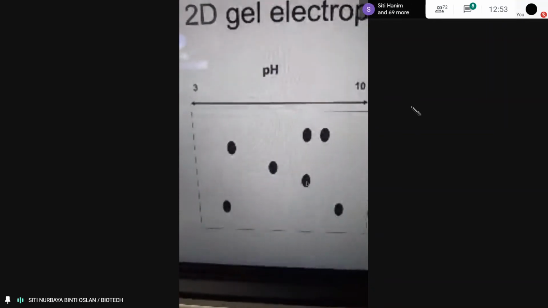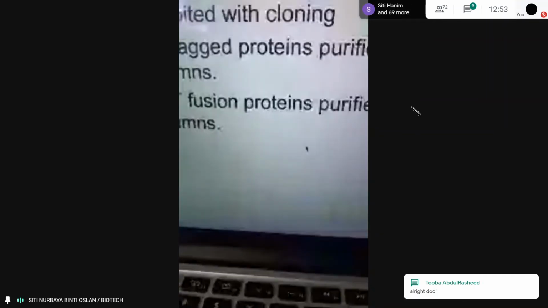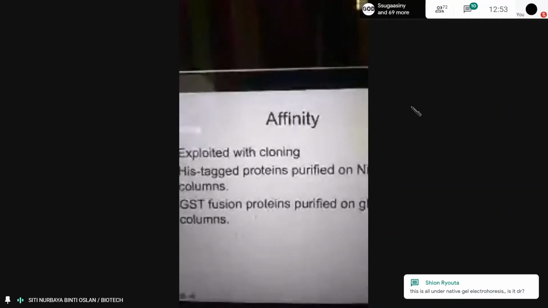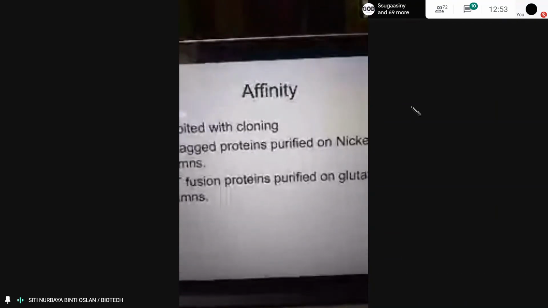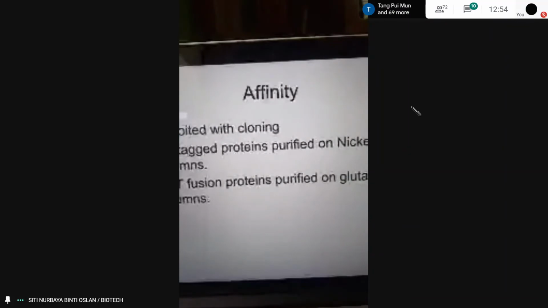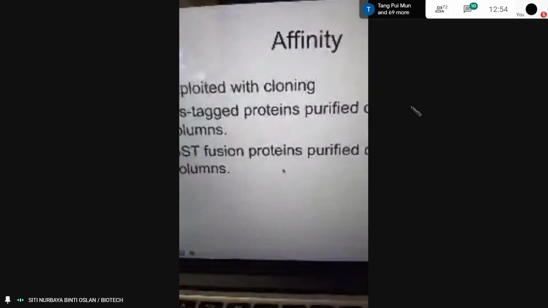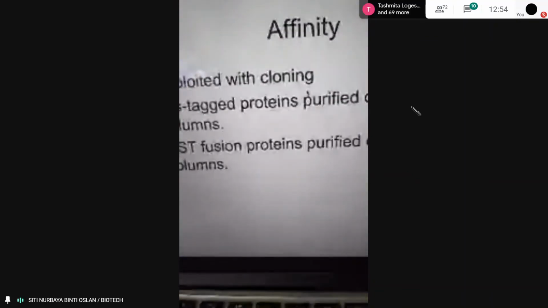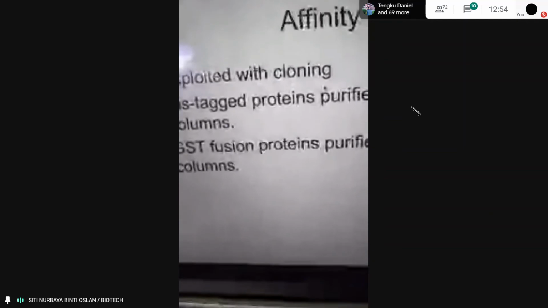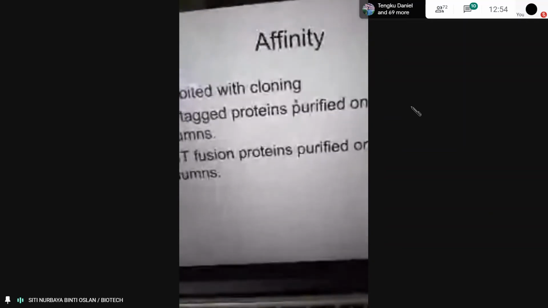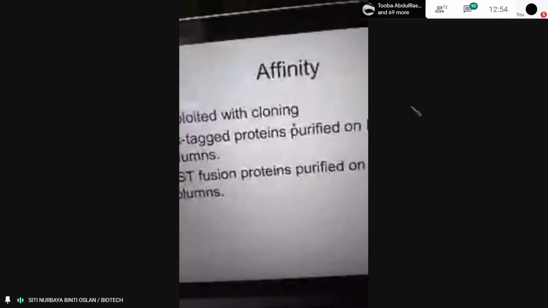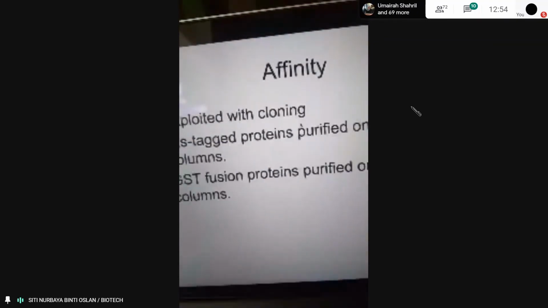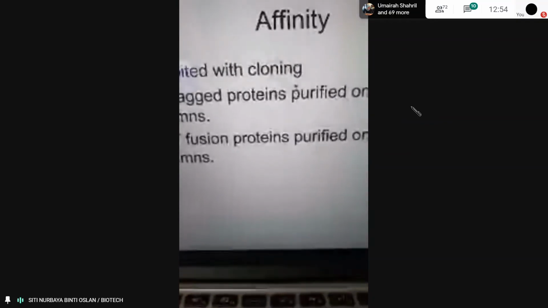Okay. So, for affinity, you have done last time. His tag purified with nickel column, and then we also have GST fusion protein with glutathione columns, it depends. So, I don't want to repeat the affinity chromatography part. But we have the HIC, and then ammonium sulfate precipitation, and then the acidification that I want to show you the principle.